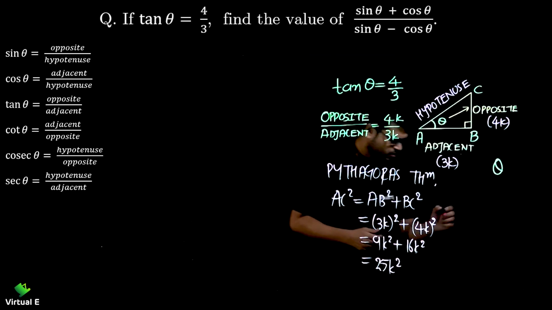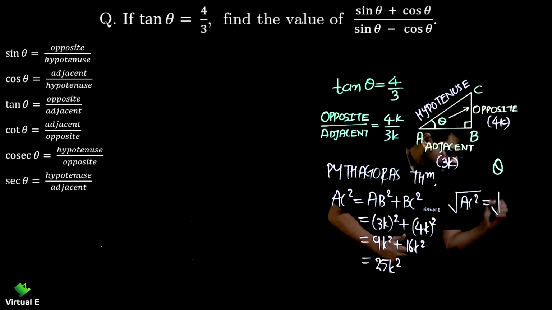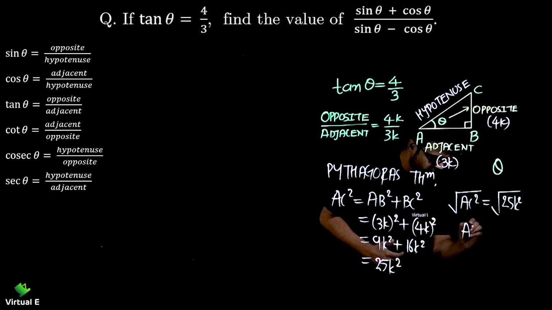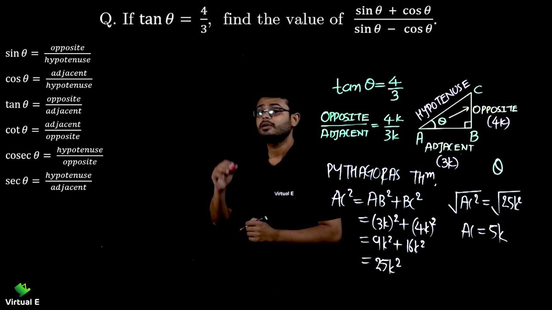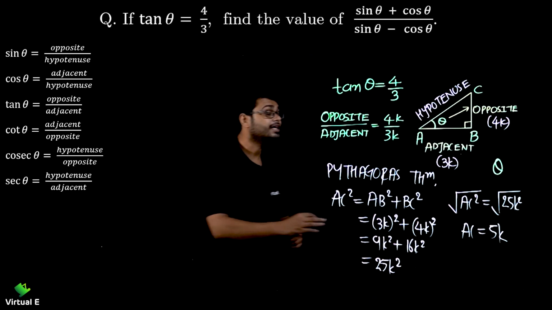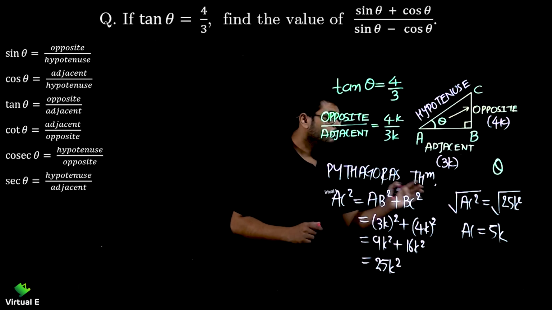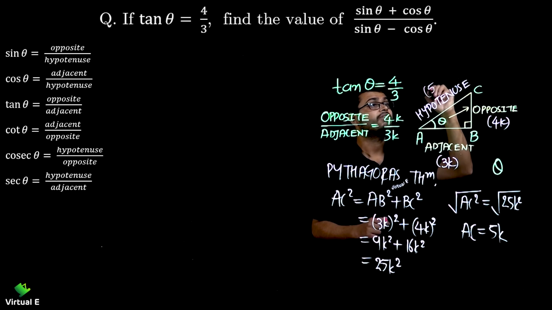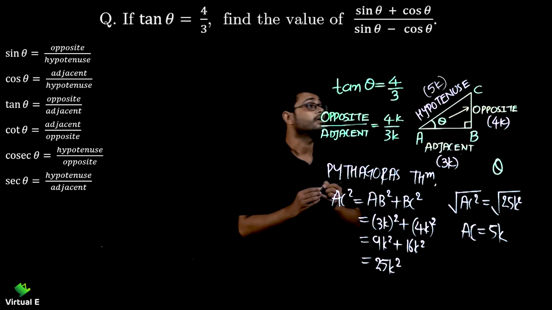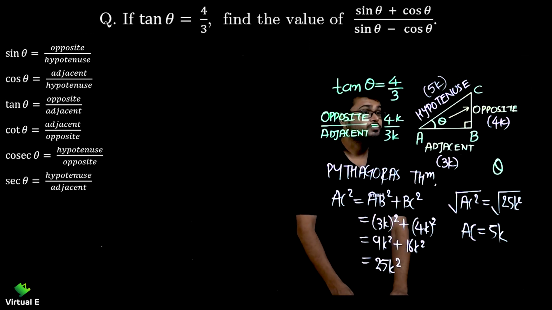So let's take the square root of AC square, the square root of 25k square. So here AC is equal to 5k. We will only consider the positive value, because we are talking about the length of a triangle, and it cannot be negative. So let me write here that AC is 5k. Done. So we have the adjacent value, opposite value and hypotenuse value.